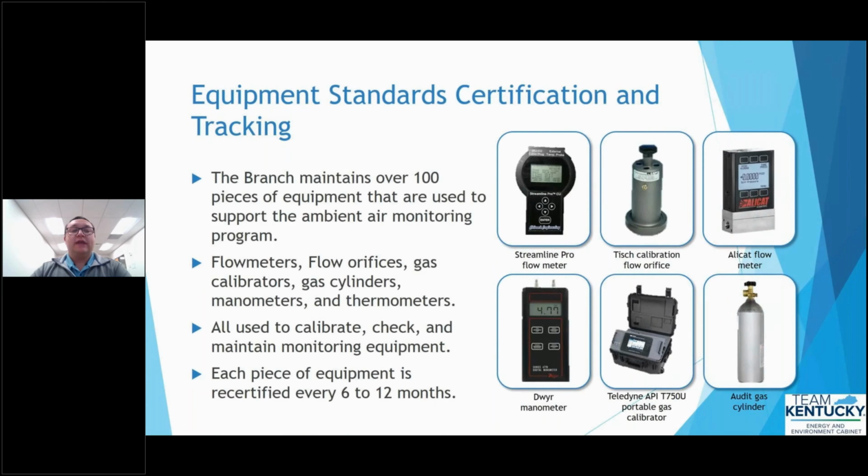So in addition to all of the analyzers and samplers that directly measure air pollution levels, the Technical Services Branch also maintains over 100 pieces of equipment that support the air monitoring network. These include all of our standards we use to calibrate, certify, audit, and check all of the monitoring equipment. Things like flow meters, temperature and pressure standards, critical flow orifices, dilution gas calibrators, manometers, and gas cylinders. Each standard has a service life of 6 to 12 months before it either has to be sent back to the manufacturer for recertification or returned to our lab here in Frankfurt for recertification.